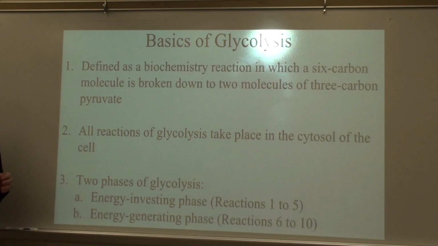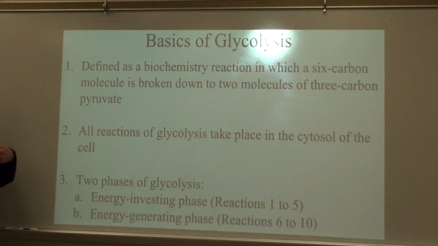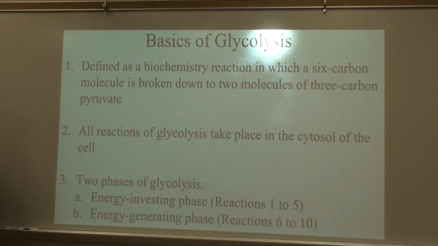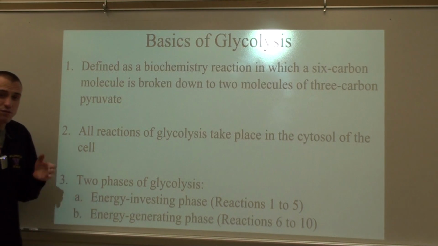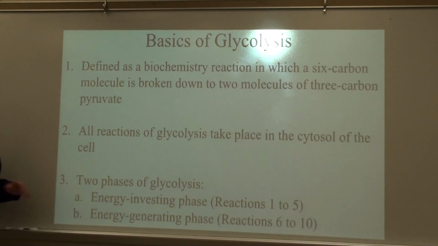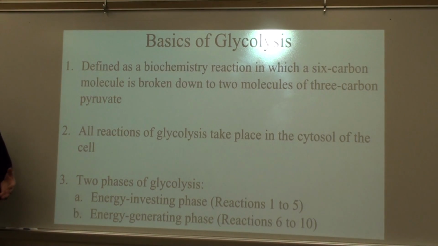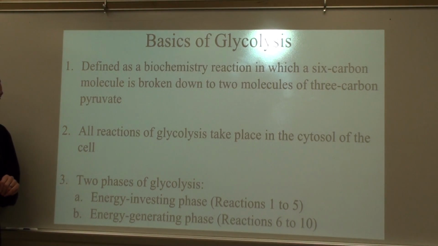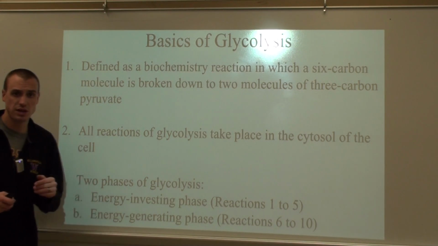Some things to keep in mind during this whole process: because glycolysis is a biochemical reaction, this reaction is specifically occurring in the cytosol of the cell. We should also keep in mind that there are 2 distinct phases of glycolysis. The first phase is the energy investing phase, and those are reactions or steps number 1 through 5. The second phase is the energy generating phase, and those are reactions or steps number 6 through 10.